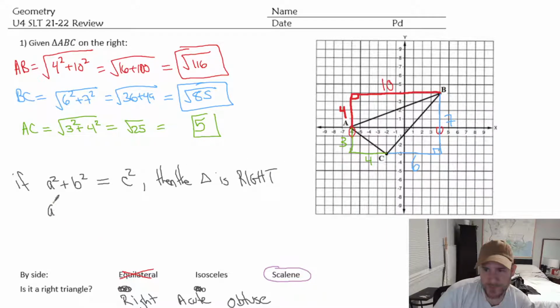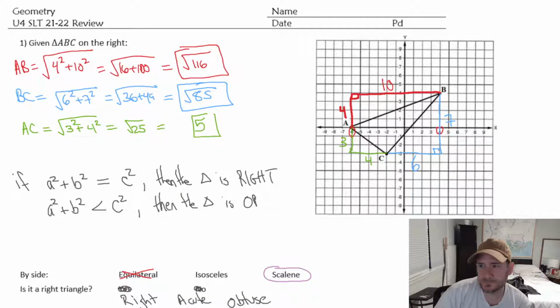And then of course the only other options are, what if a squared plus b squared was less than c squared? Or actually a better way to think of this is, what if c squared was bigger? Then that makes an obtuse triangle. And if a squared plus b squared is bigger than c squared, then the triangle is acute.